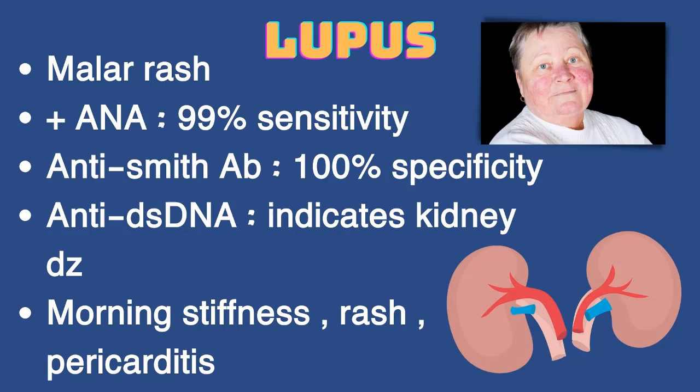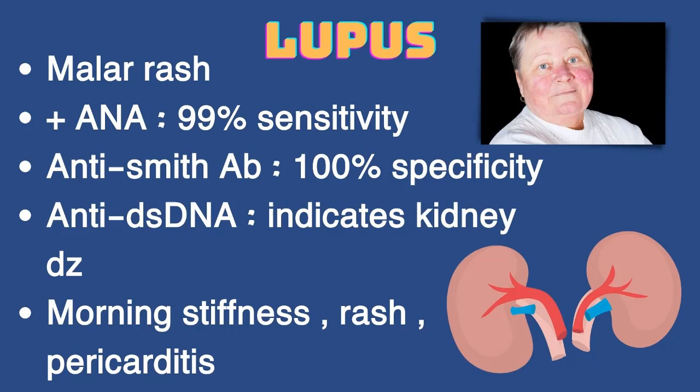That means if I did an anti-Smith antibody in this room, and one of you had a positive test, you have lupus. I don't even have to ask you any questions. I don't have to get a family history, you've got lupus. Because if it has 100% specificity, that means no false positives. So if it's positive, then obviously it's true. So it has 100% positive predictive value.